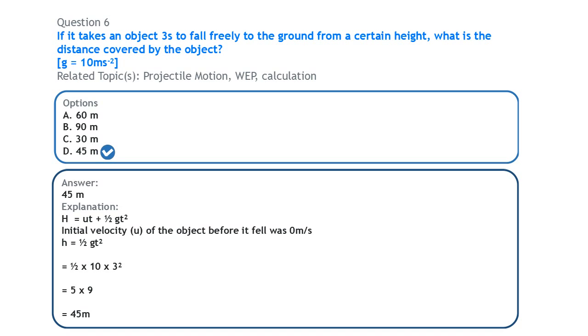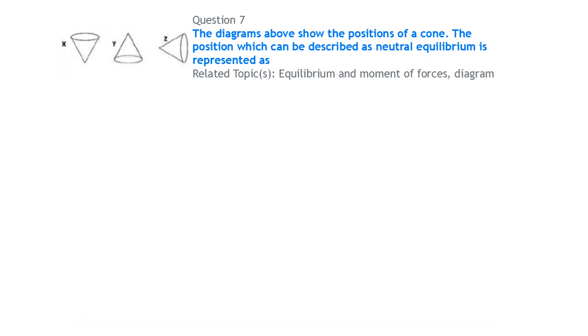We can now solve for the value, with G as 10 and the time given here as 3 seconds. So you have half times 10 times 3 raised to power 2. 1 over 2 times 10 is 5, times 3 raised to power 2, which is 9. 5 times 9 is 45.